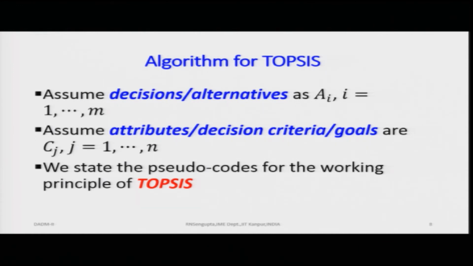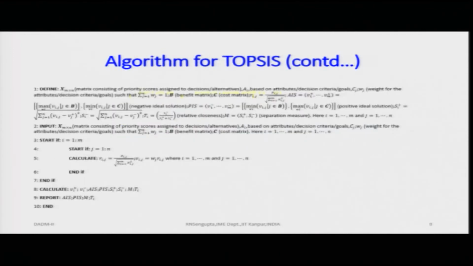So, you will have A1 to Am as the set of alternatives and C1 to Cn as the set of criteria. We will try to find the ranking of the alternatives based on this collective group of criteria. We state the pseudocode for the working principle of the Topsis method, which is as follows. Now, it looks complicated, but it is not. I will just state it and then proceed with the simple problem in a very simplistic manner.